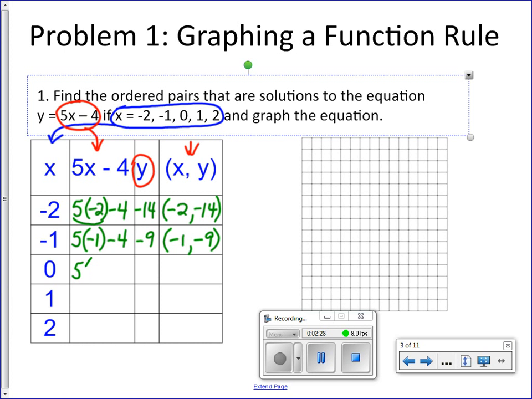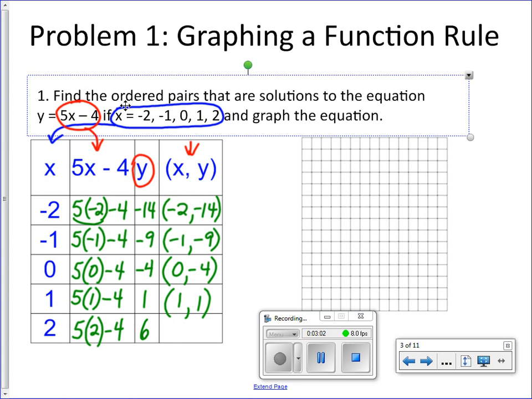Substituting 0 into the same expression, 5 times 0 is 0, minus 4 is -4. So we have the ordered pair 0, -4. Substituting 1 in, we have 5 times 1 is 5, minus 4 is 1. So we have the ordered pair 1, 1. And finally, substituting in the 2, 5 times 2 is 10, minus 4 is 6, and so we have the ordered pair 2, 6.